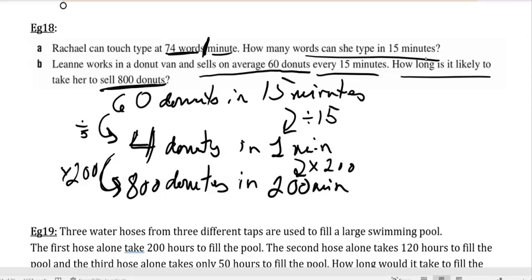Or, if I want an even better answer, this is a fine answer, 200 minutes is accurate. Let's see, 60 times 3 is 180, so that's 3 hours. And that leaves us 20 minutes to spare.